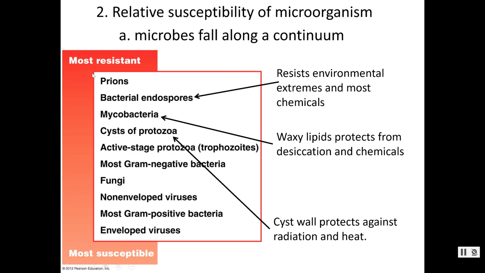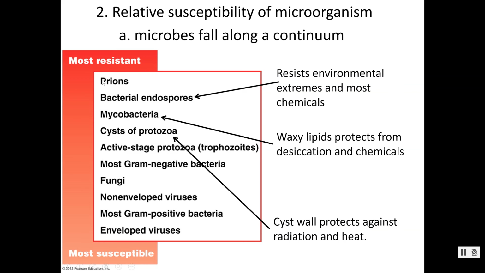What should you know from this? We talked about prions and what they are in our virus chapter. And prions, you cannot get rid of them by sterilization. The only way you get rid of prions is complete incineration. There is an enzyme that can get rid of them, but they're very hard to get rid of.